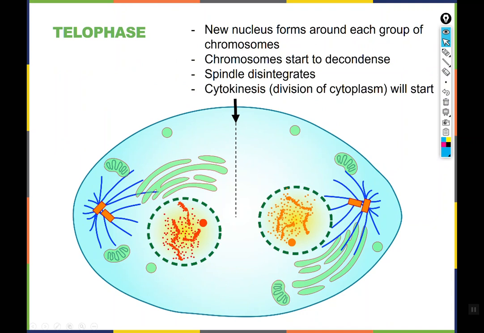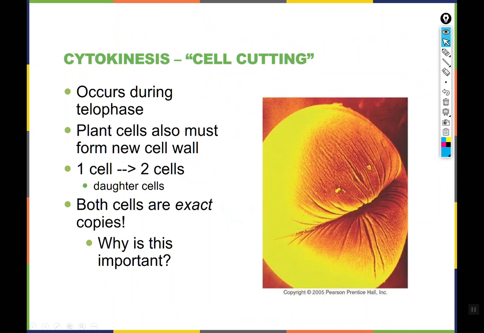Cytokinesis is going to initiate during this time. So telophase and cytokinesis, although they are separate things, they do overlap in time a little bit. So as telophase is proceeding, cytokinesis is initiating. So cytokinesis means cell cutting, and that's actually the breakdown of the word, so I don't have to do it for you. So this occurs during telophase.